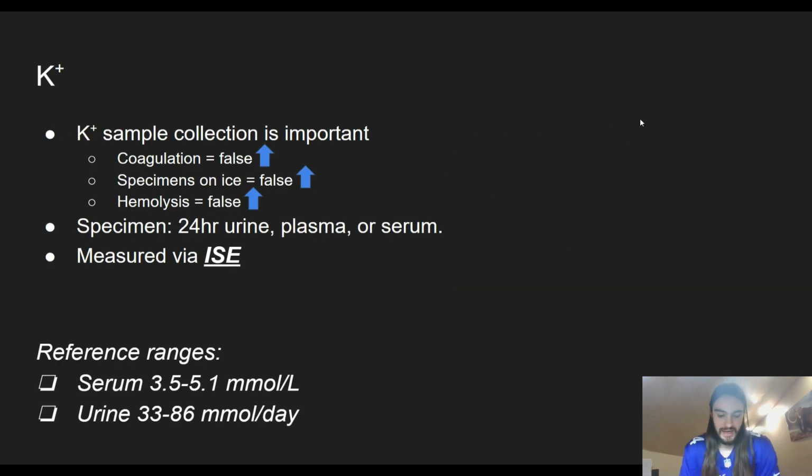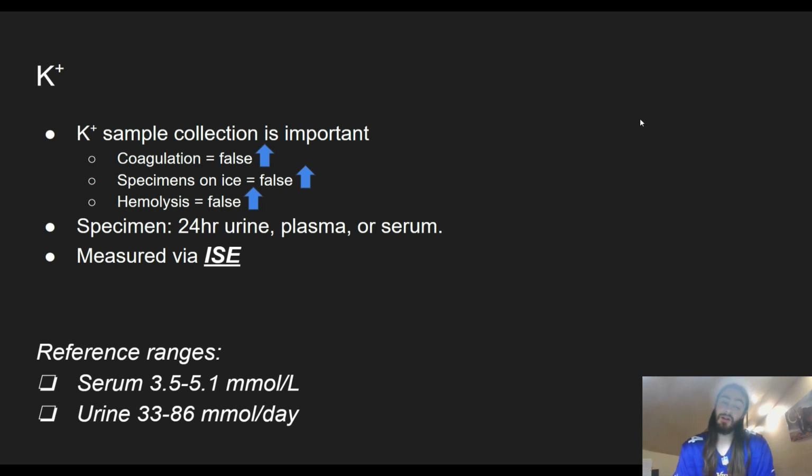The collection of a potassium sample is important. There are many causes of artifactual hyperkalemia. Coagulation can cause a false increase, because platelets release potassium during the coagulation process. Specimens on ice, cold cells release potassium, and hemolysis is the most important, the most common. With that concentration of potassium inside of the cells, if the cells are lysing, that's releasing all that extra potassium into the serum, falsely increasing it.